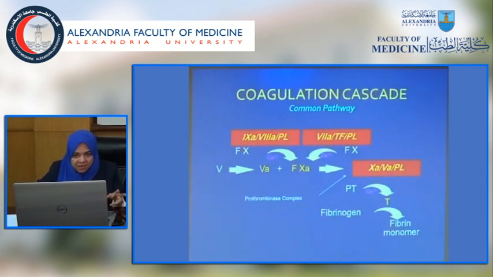So, in résumé, in the coagulation cascade we have two pathways, the extrinsic pathway and the intrinsic pathway, ending in the common pathway, and the aim is to activate factor 10 through the common pathway together with factor 8 to activate our product, which is the prothrombin, to release the thrombin, which will act on fibrinogen, releasing the fibrin monomer.